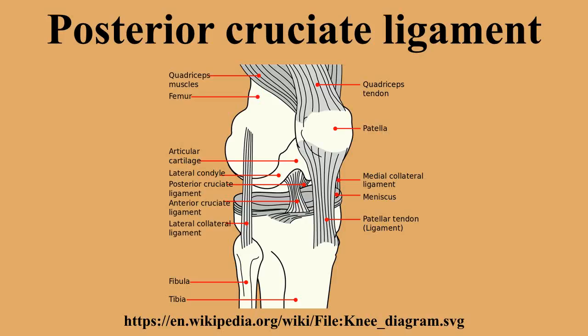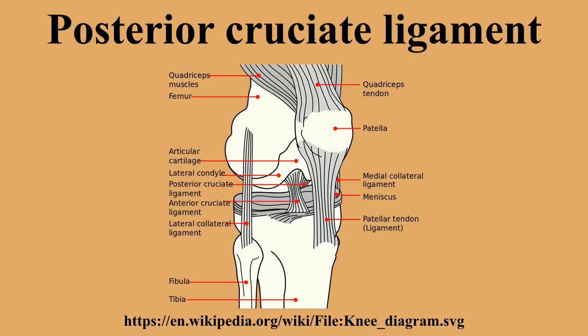The PCL is an intracapsular ligament along with the anterior cruciate ligament because it lies deep within the knee joint. They are both isolated from the fluid-filled synovial cavity, with the synovial membrane wrapped around them. The PCL gets its name by attaching to the posterior portion of the tibia.